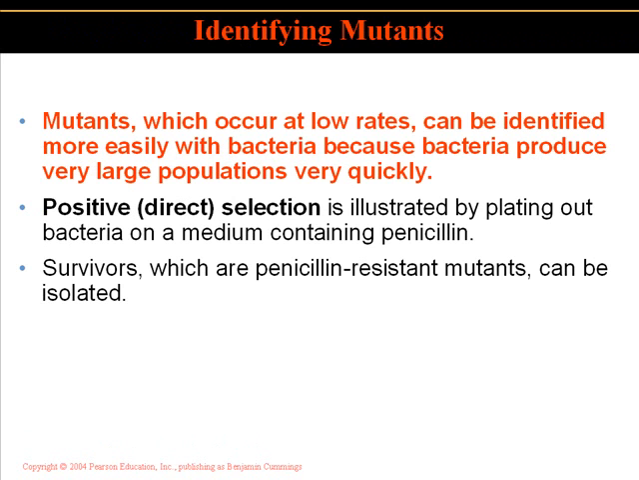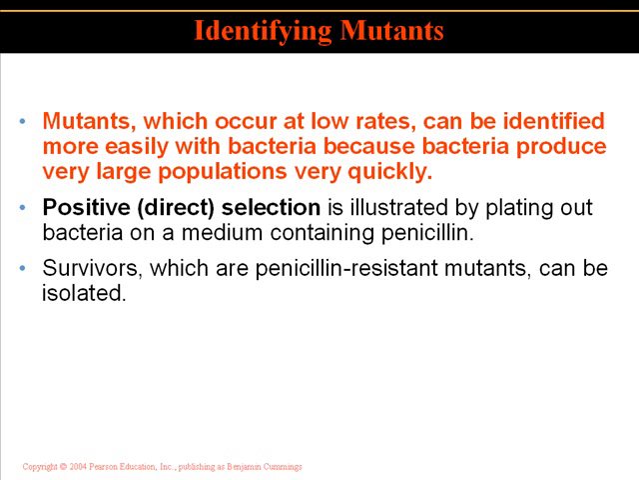Mutants, which occur at a low rate, can be identified more easily with bacteria because bacteria produce very large populations quickly. Positive or direct selection is illustrated by plating out bacteria in a medium, say, containing penicillin. If there's a survivor in a penicillin medium, then we know that penicillin-resistant mutants have been isolated.